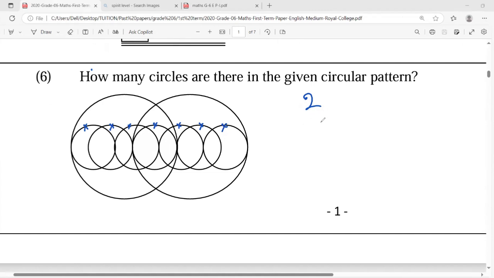Therefore, you can take 7 small ones and 2 big ones. That means it is 9. So 9 is your answer.